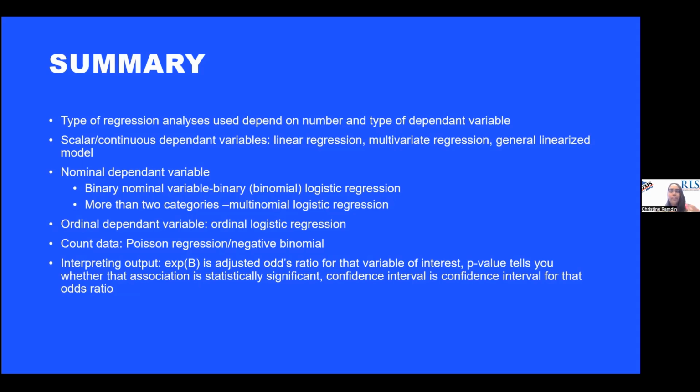And just remember that your exponent B is either your adjusted odds ratio or your incidence odds ratio, depending on the model you're using. And remember to look at the p-value to determine whether that adjusted odds ratio is significant or not. Also, whenever you're reporting your results, report them in a table when presenting to reviewers, because they're not just looking for p-values. They want to see what impact each variable has on your model.